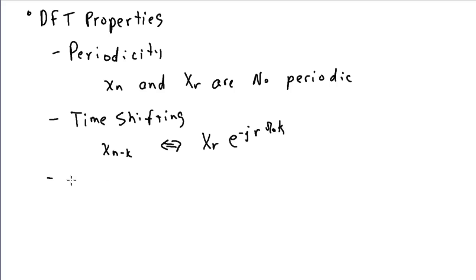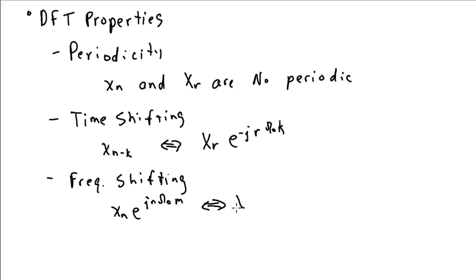And then there's correspondingly a frequency shifting property that says if we have x of n multiplied by e to the j n omega 0 m, then the corresponding discrete Fourier transform is just my frequency samples shifted to the right by m.